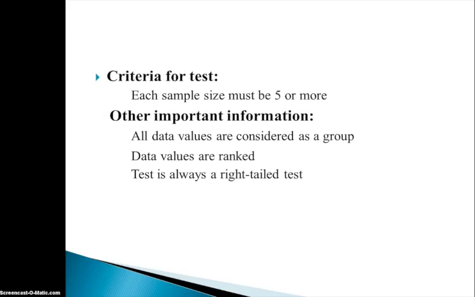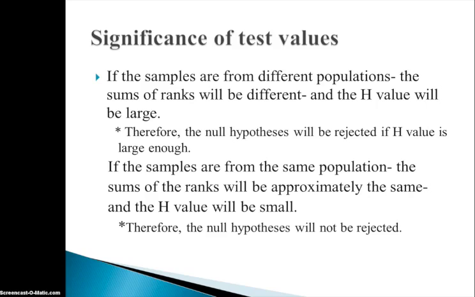The criteria for the Kruskal test is each sample size must be 5 or more. Some other important information we need to make note of is all data values are considered as a group. These data values are ranked, and then the test is always a right-tailed test. The significance of our test values is, if the samples are from different populations, the sums of the ranks will be different, and the H value will be large. Therefore, the null hypothesis will be rejected if the H value is large enough.